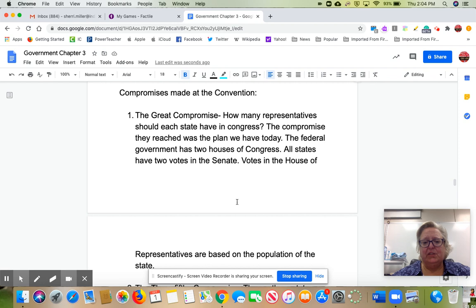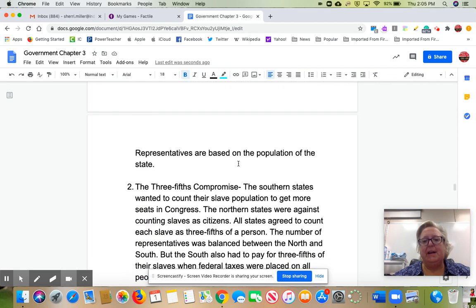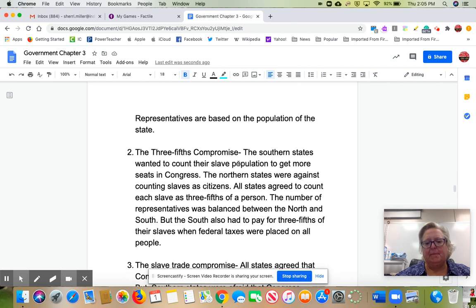How many representatives should each state have in Congress? The compromise they reached was the plan that we have today. The federal government has 2 houses, okay? They're called the Senate and the House of Representatives, okay? It said all states have 2 votes in the Senate. So no matter how many, from the tiniest states to the hugest states, there's only 2 votes. Votes in the House of Representatives are based on the population of the state. So if there was not many people living in one state, they had less representation, or votes, I should say, than a large state with a lot of population.